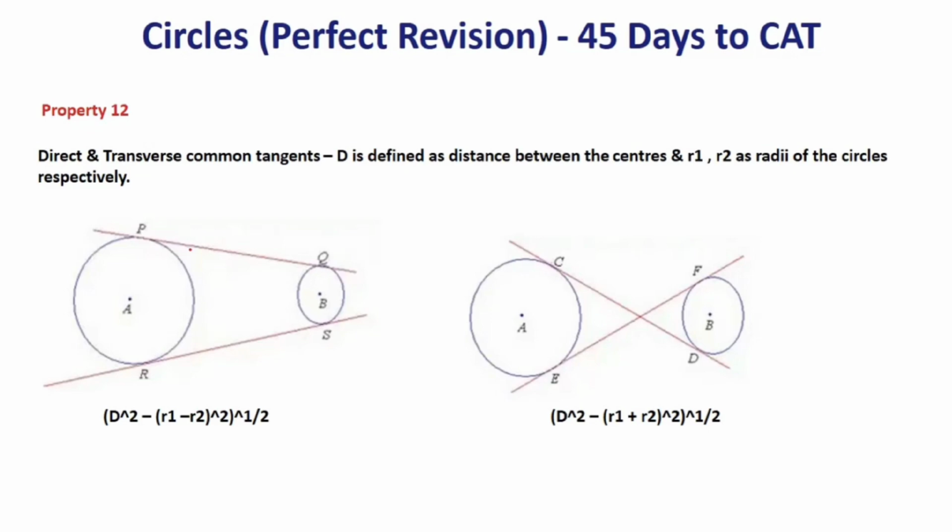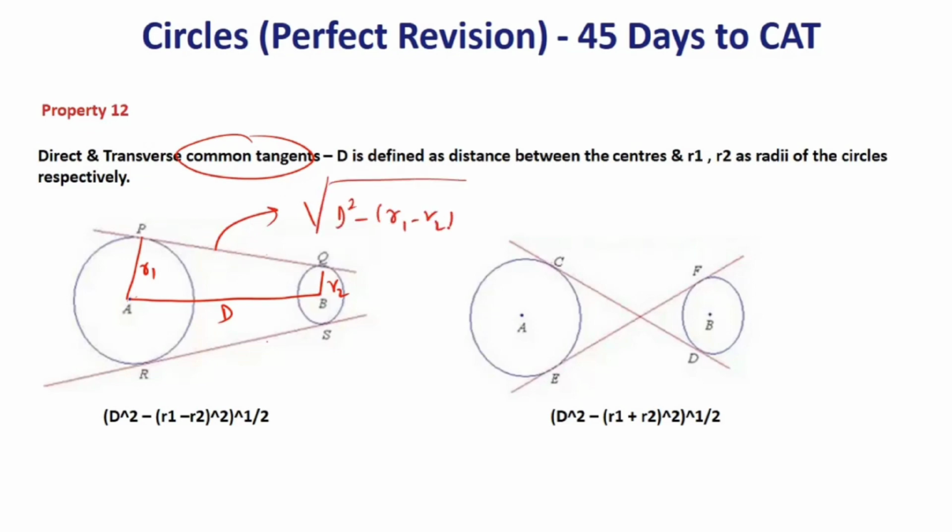Another key property, the last property, which is property 12, talks about common tangents. When you have two circles and there are tangents common to them, such that these tangents are not intersecting, these are called direct tangents, and if the tangents are intersecting, they are called transverse tangents. If the distance between the centers is given as d and the radii are r1 and r2, then the length of the tangent is given as root over d square minus (r1 minus r2) whole square. That is for a direct tangent, and for a transverse tangent it will become root over d square minus (r1 plus r2) whole square.